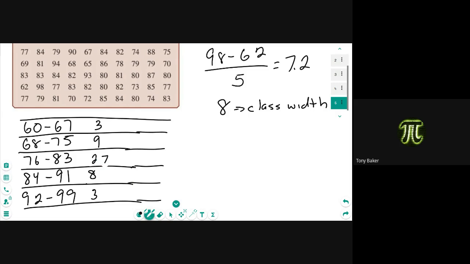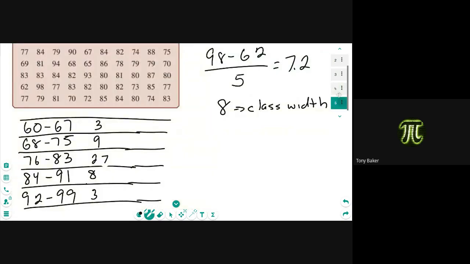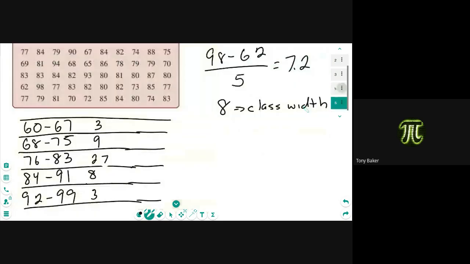So is this the same as this? No. Because they looked at different classes, right? So that is going to make a difference in how your chart comes out. Is the pattern the same though? If you look at it, it's kind of going up, up, and then back down, right? So same kind of pattern. And that's the one thing you really want to look at when you're looking at your frequency tables: what does that pattern look like?